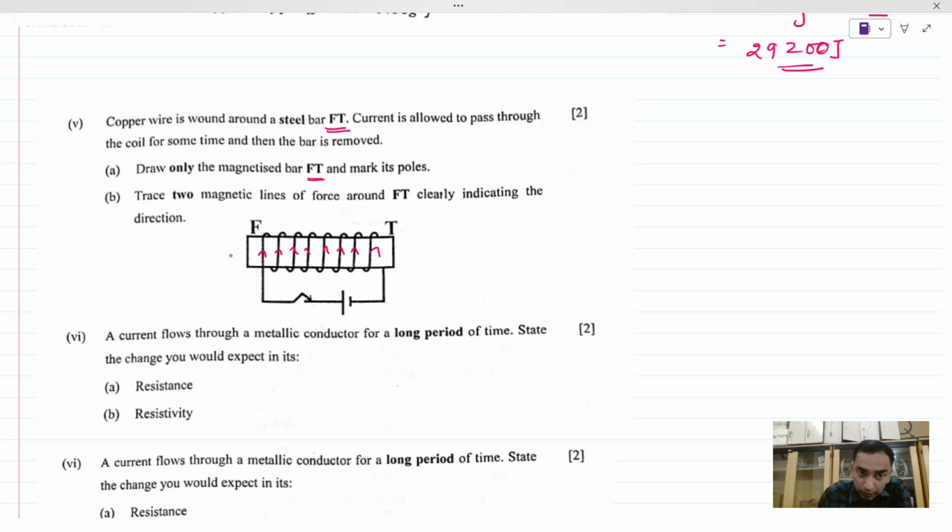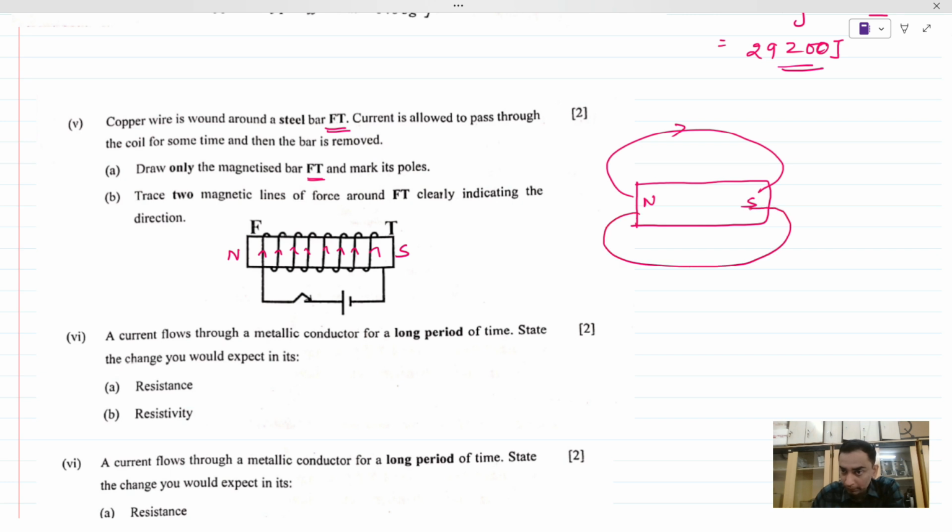If you have any doubts, there is a video, the link is posted in the description. With the current going up, use your right hand, the fingers must point in the direction of current and the thumb will point in the direction of the north pole. So from my view, this side is the north pole. Now if I am asked to draw only two magnetic field lines from north to south, then inside, please complete the loops also, like this. That is the answer.